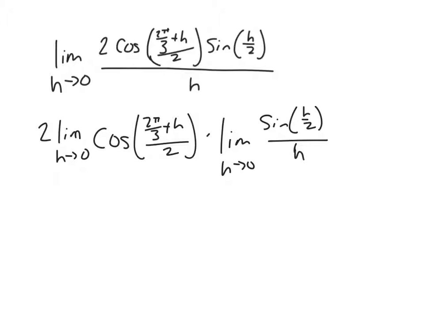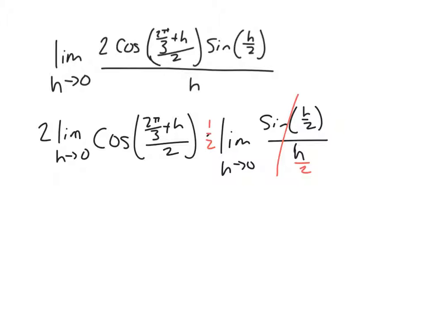Let's deal with this right-hand expression first. We're almost where we need to be. We have sine of h over 2. We really need to have an h over 2 in the denominator, meaning we multiply by a half. So I have to multiply by a half out here also. And then we know this limit evaluates to 1. So there's a 1 there.